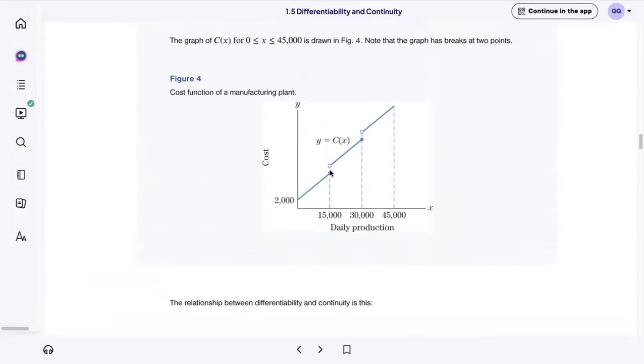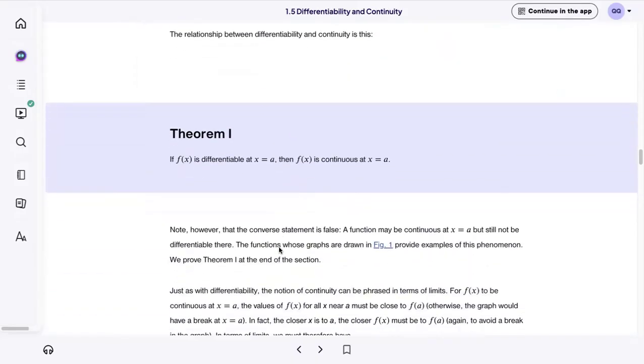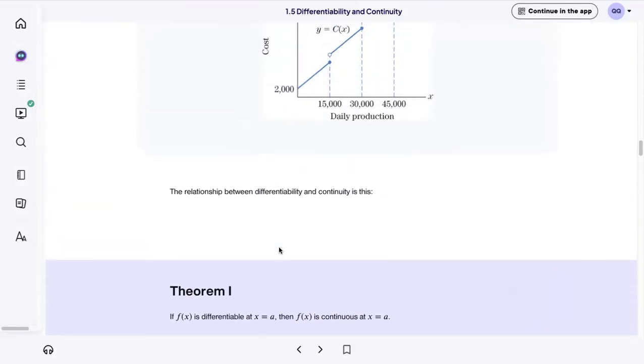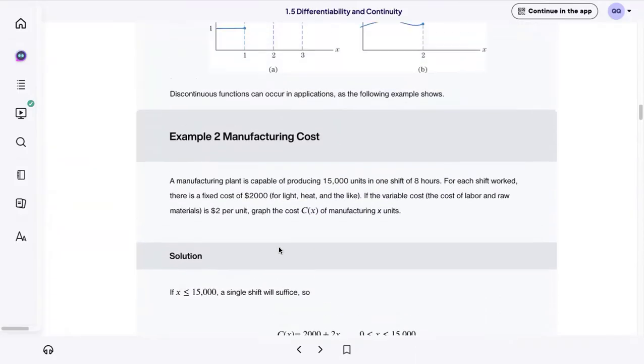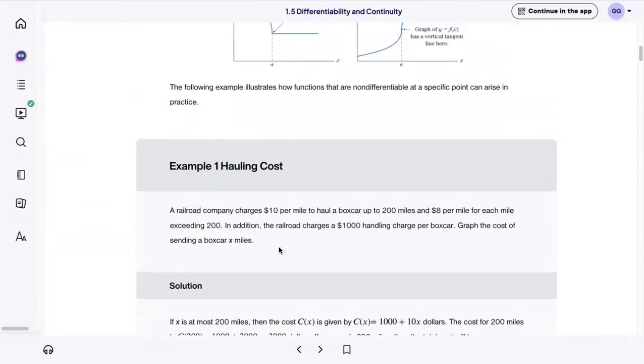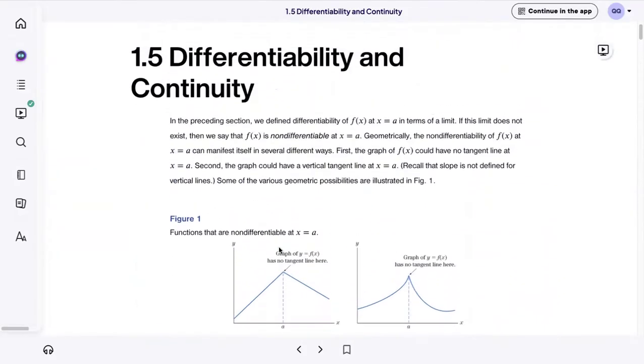Same thing here. This string breaks into three pieces. So it's easy to detect from the graph of a function, but it's not easy to detect from the expression, the algebraic expression of a function.